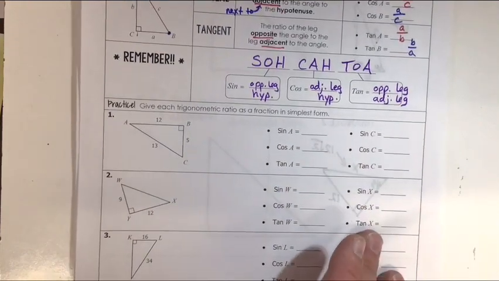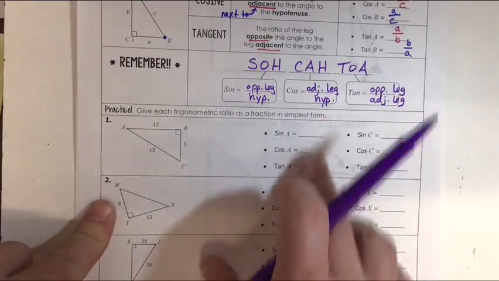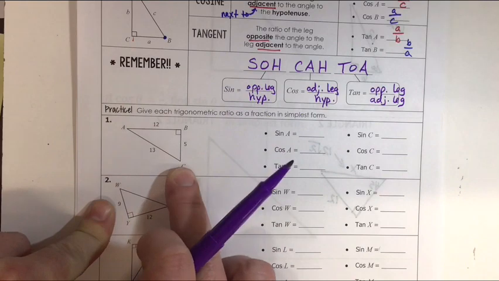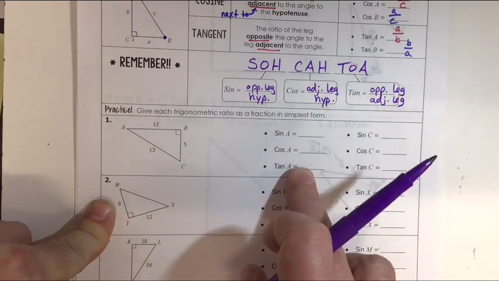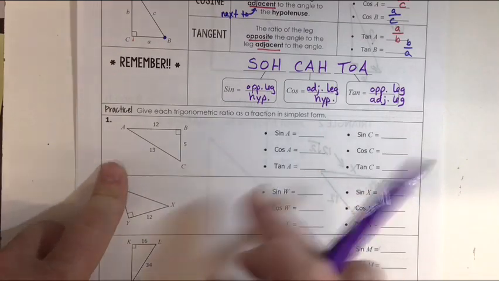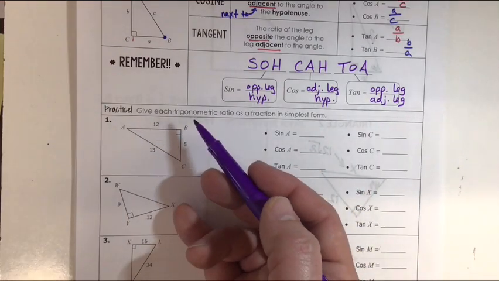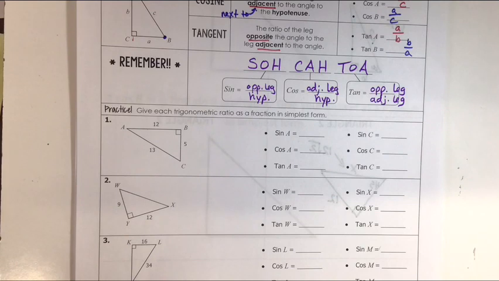But we're just going to use these ratios to identify fractions. Okay, when I give you the sides of a triangle and I ask for these different ratios, I'm asking you to give me fractions. So when it says give each trigonometric ratio, I want a fraction. Now we do want to make sure we always simplify if we can. So let's take a look at our first example.